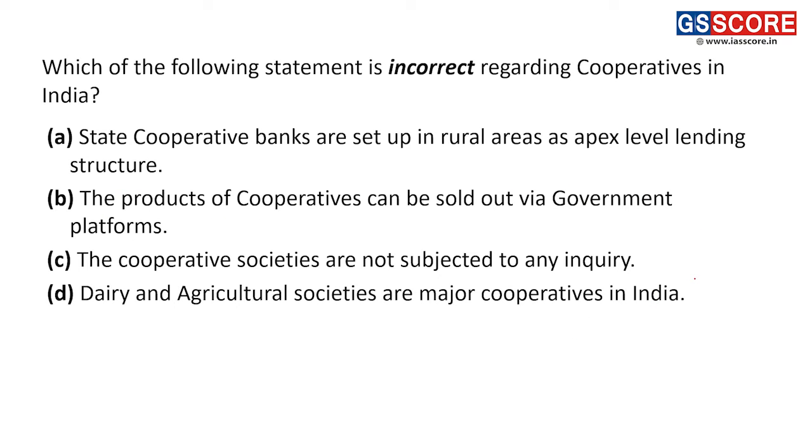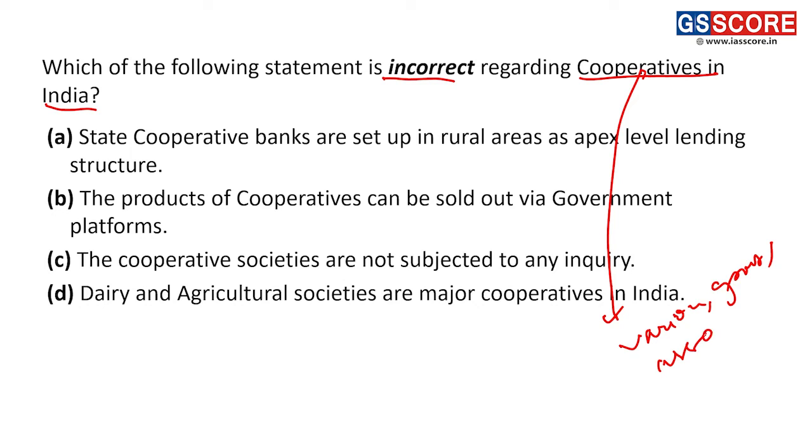The question says, which of the following statements is incorrect regarding cooperatives in India? So if we look at cooperatives, we have various groups, associations, etc. as part of the development industry and development processes which are mentioned in the syllabus for the mains examination. And the syllabus for the mains gives us the clue for the prelims. So let us examine the statements and we need to find out the incorrect one.